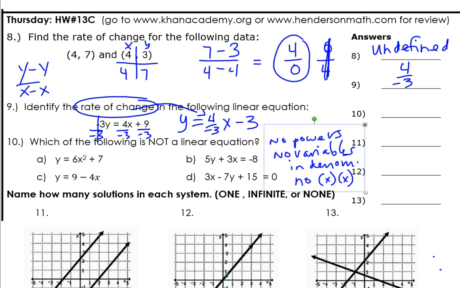So what we're going to do now is look at all of our questions here. A, 6x squared plus 7. Looks like that one breaks our no power rule. So it has a power, that means it cannot be linear. These don't break any rules. This doesn't break any rules, and this doesn't break any rules. So the answer to number 10 is A.